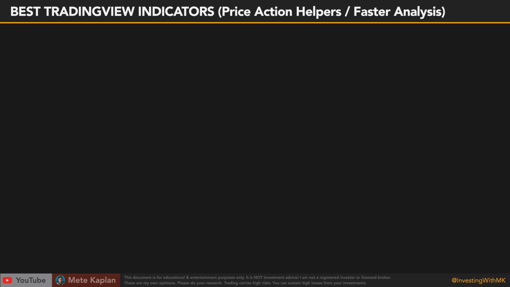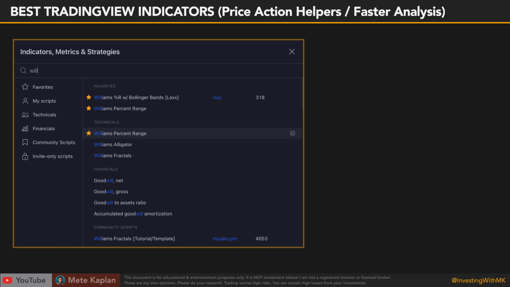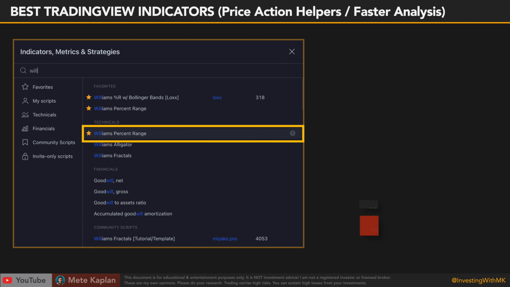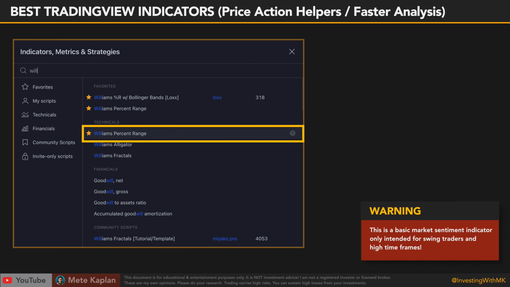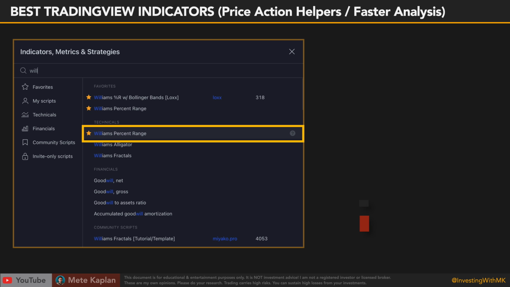Okay, let's talk about swing trading today. I have a very useful indicator which is called Williams percent range. This is a simple market sentiment indicator based on oversold and overbought. It can give us momentum ideas. Again, we only use it for an idea. We never use it for trade decisions.